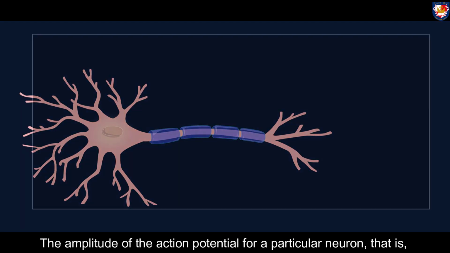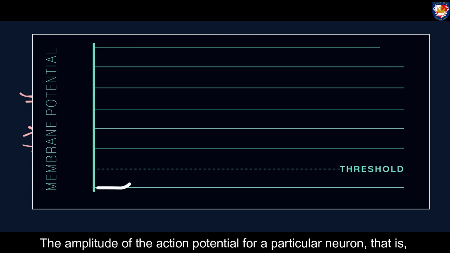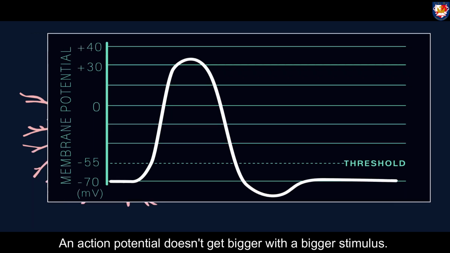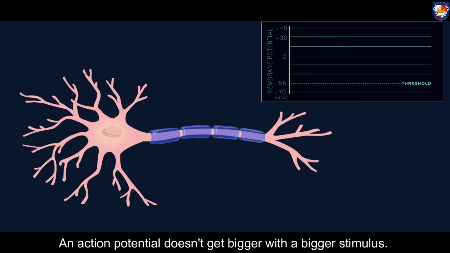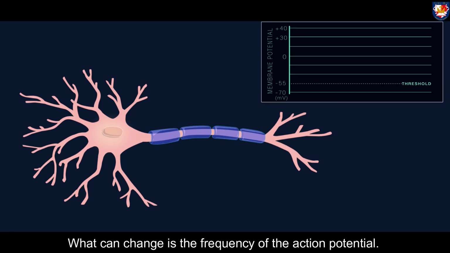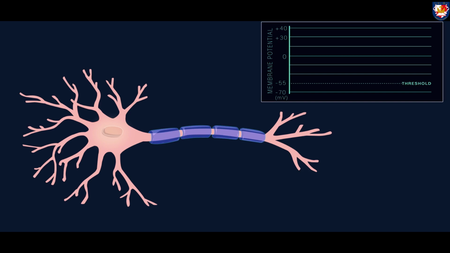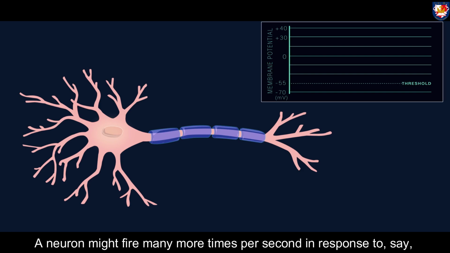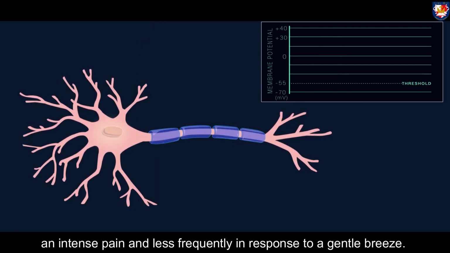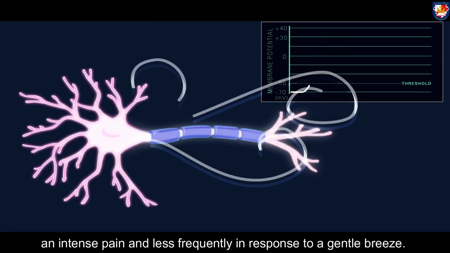The amplitude of the action potential for a particular neuron, that is, the maximum voltage in one neuron during an action potential, never changes. An action potential doesn't get bigger with a bigger stimulus. It's all or nothing. It either happens or it doesn't happen. What can change is the frequency of the action potential. A neuron might fire many more times per second in response to, say, an intense pain, or less frequently in response to a gentle breeze.